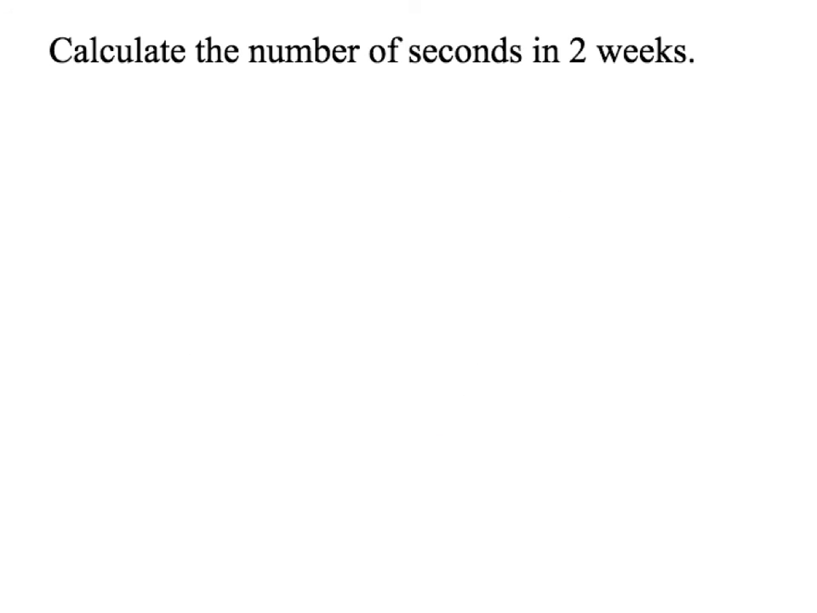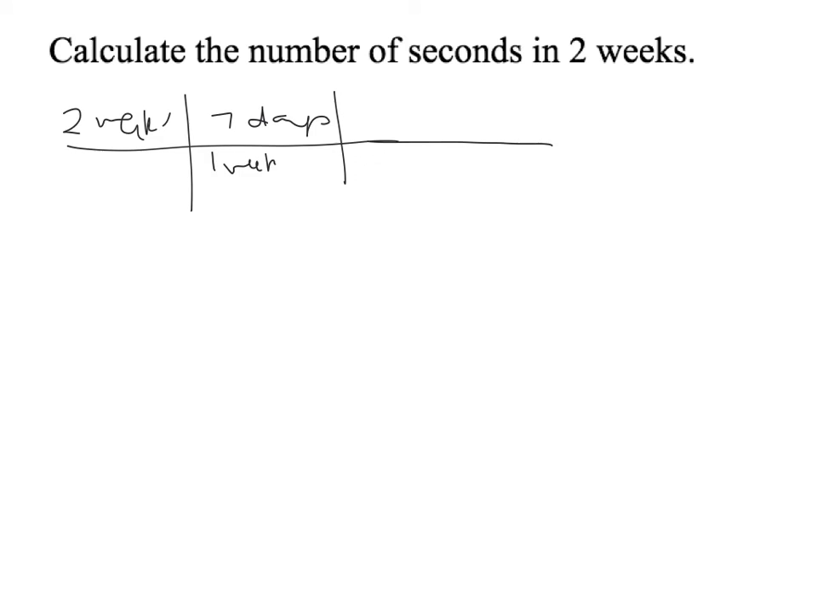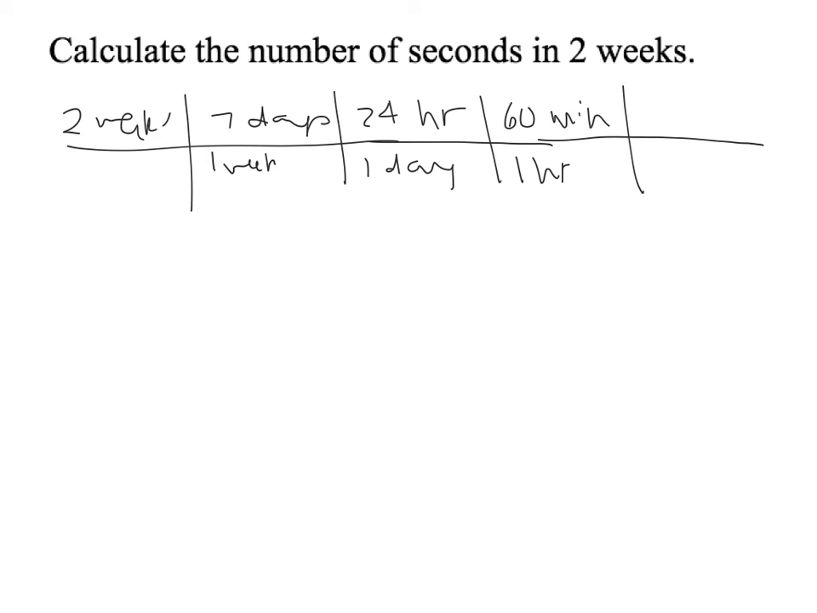So step number 4 says to rewrite everything so that you get stuff to cancel. So I'm going to make my pencil smaller here. In 2 weeks, and every 1 week, there are 7 days. Every 1 day, there are 24 hours. And every 1 hour, there are 60 minutes. And in every minute, there are 60 seconds. So now go through and make sure your units cancel out. And you're only left with seconds because that's what the problem asked you to solve for.